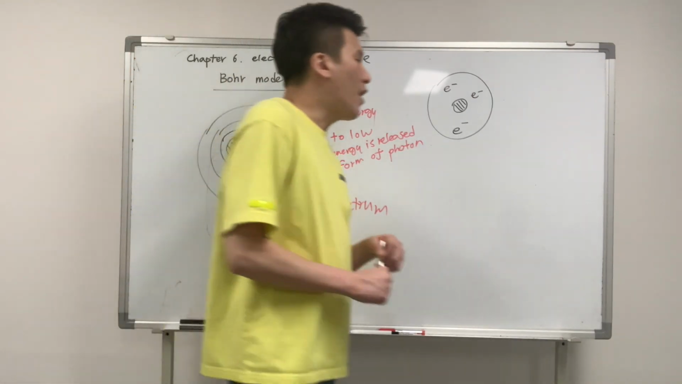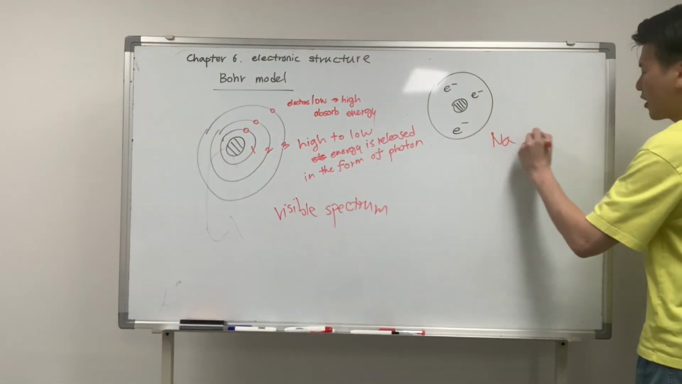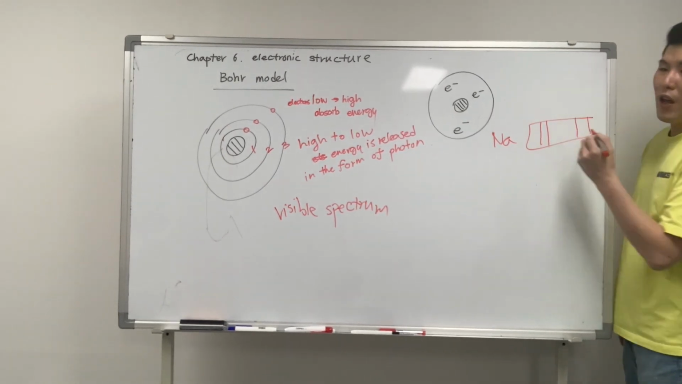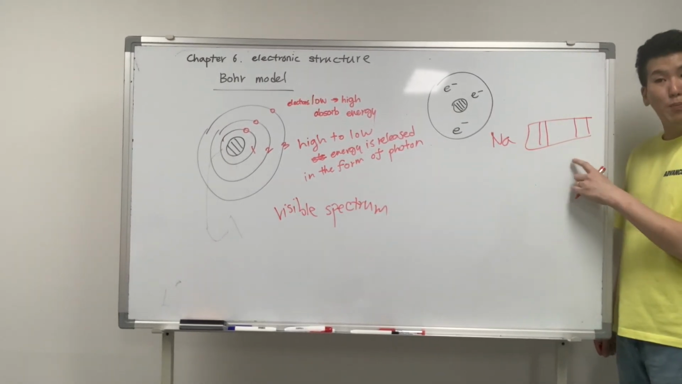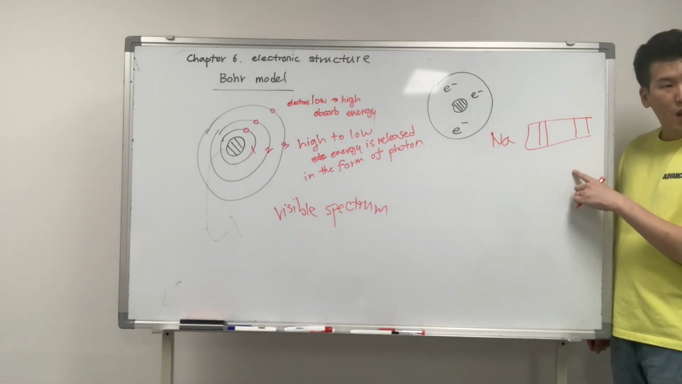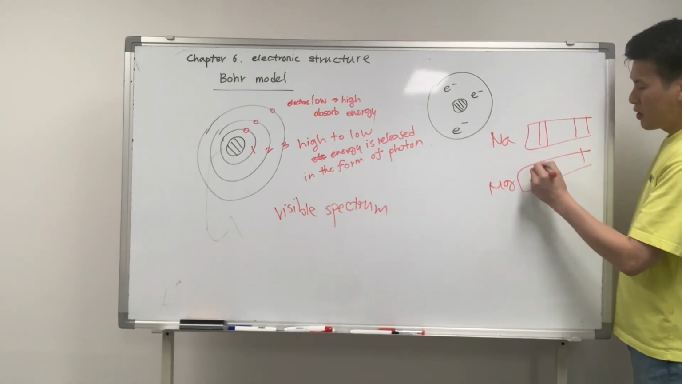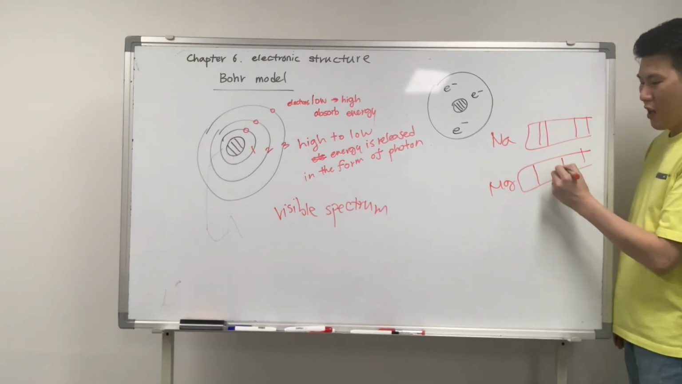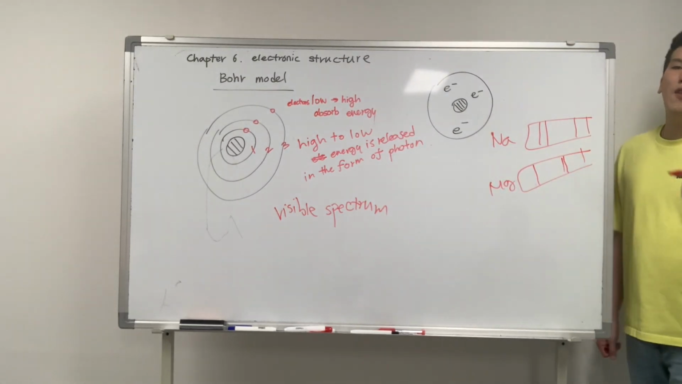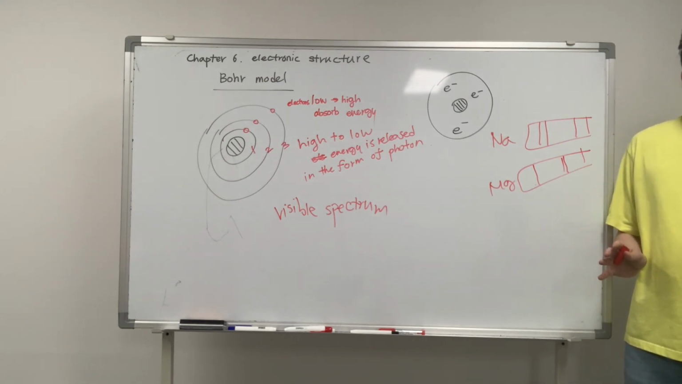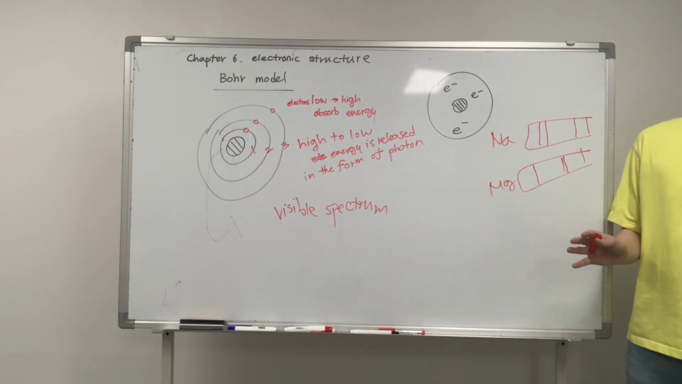So each element, say Na. This is not even close, but if I make a pattern, every Na will produce this pattern, this spectrum. If it's Mg, just assume it will produce something like this. So every element has its own unique spectrum. That's how they found new elements.